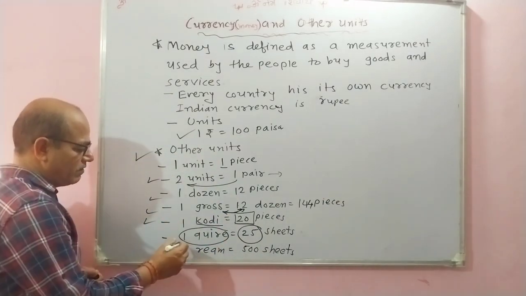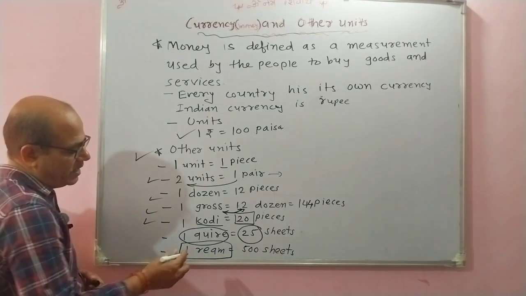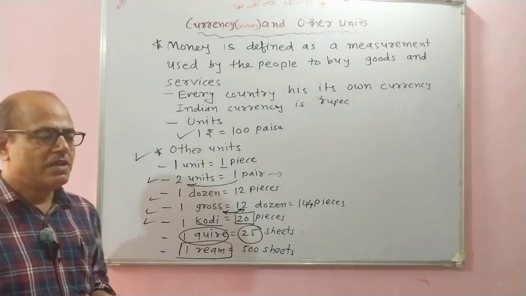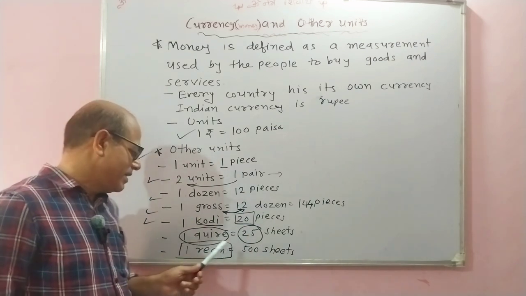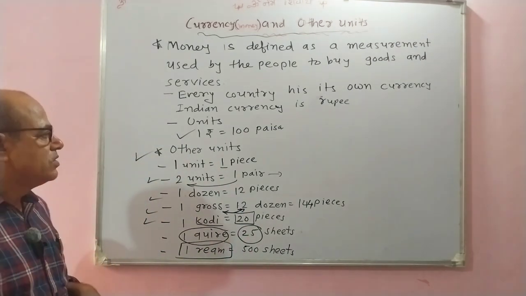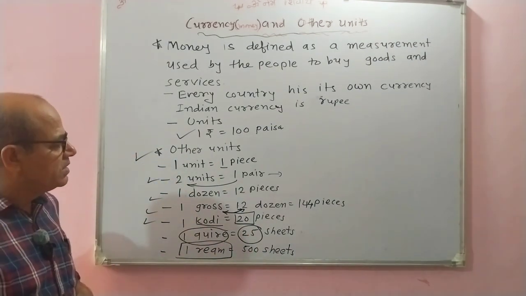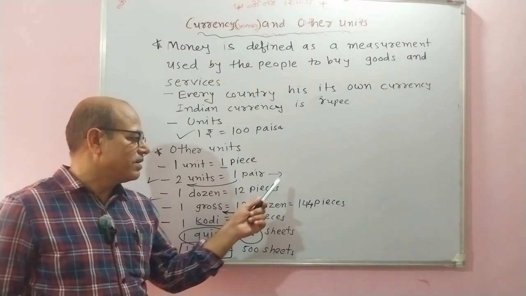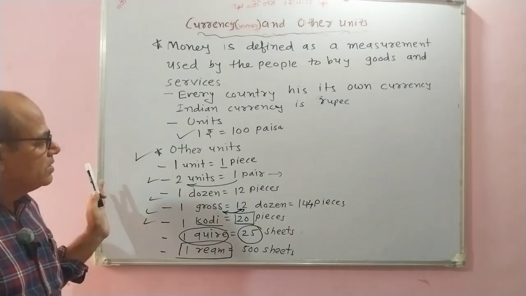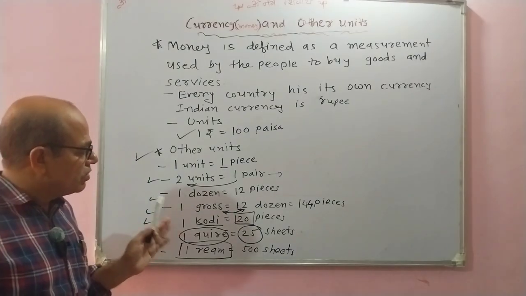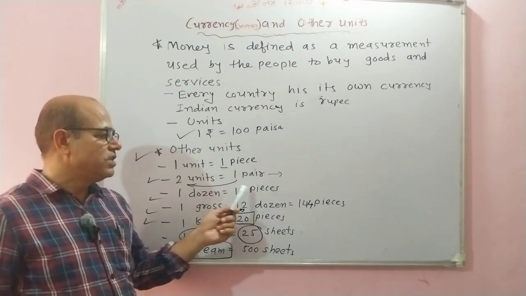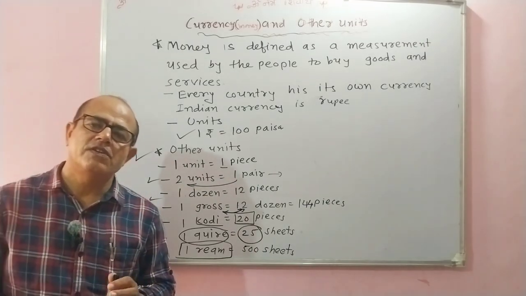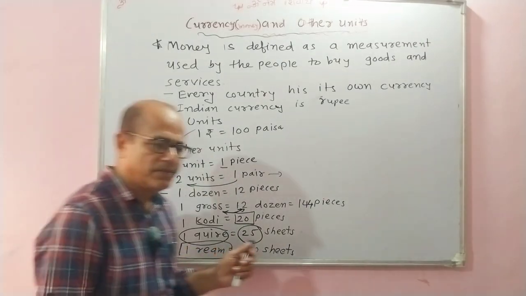If you are saying 1 ream, 1 ream is equal to 500 sheets. The packets come with 500 sheets in one packet, which is called 1 ream of paper. These units can be asked in the exam, so whenever such questions are asked, you can use these things, right? Now we'll go for conversion as well as some examples.